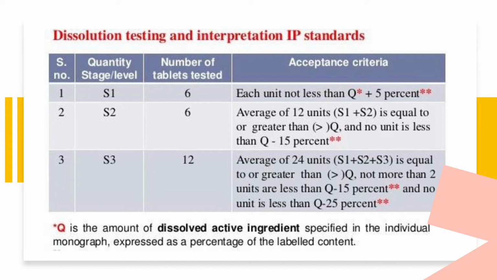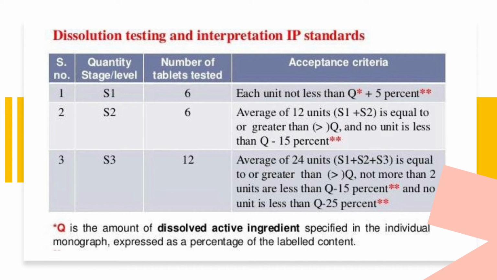One thing I would like to mention here is that if all the units have Q plus 5%, the test passes at that stage only. You need not conduct the S2 stage. But in case any unit fails to meet Q plus 5%, you need to go ahead to stage 2.